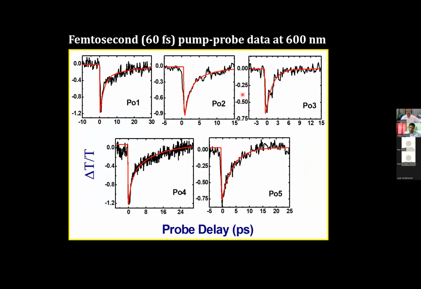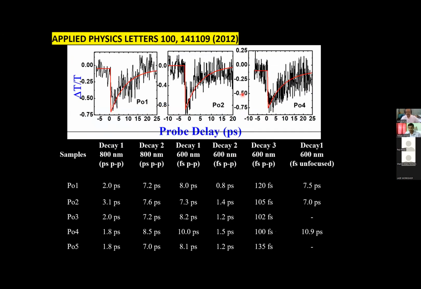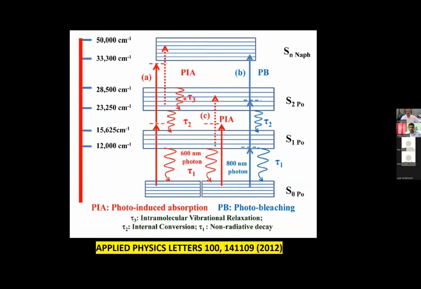We also looked at how fast these states are coming down. Some pump-probe studies were done. So we calculated the lifetimes of each of these states. And this clearly tells us this is because of the naphthalene group, and this is because of the porphyrin. So when you excite it here, there can be various transitions. This is tau 3 we define, tau 2, this is tau 1, when you are using an 800 nanometer photon or a 600 nanometer photon.